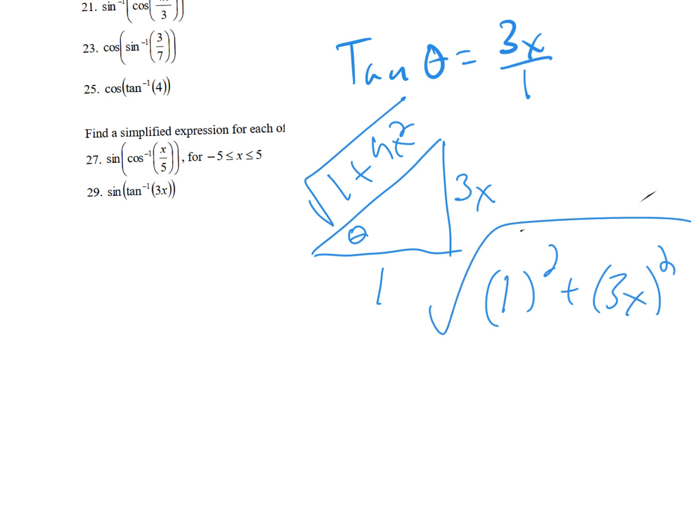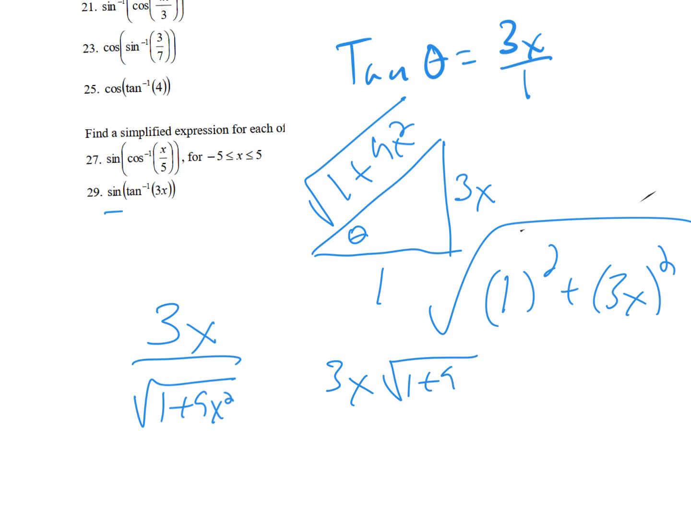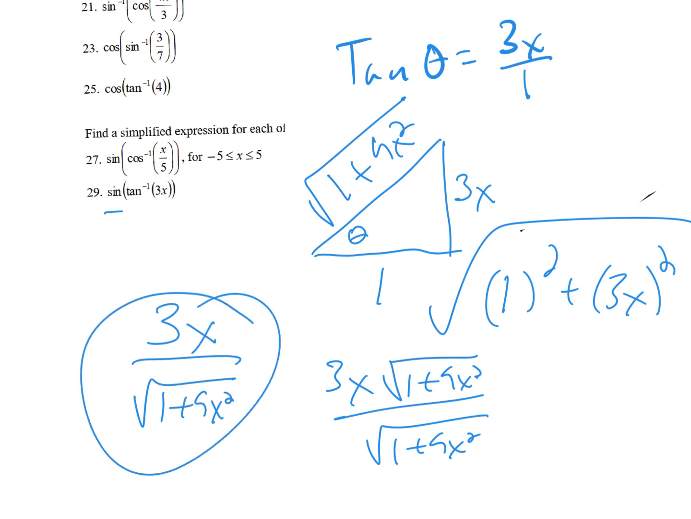Now they're asking me to find the sine of this angle. So the opposite side is 3x. The hypotenuse is the square root of 1 plus 9x squared. There's nothing wrong with leaving that in this form. If you want to rationalize it, you certainly can: 3x times the square root of 1 plus 9x squared over 1 plus 9x squared. Okay, good answer, more exact answer, but it looks a lot more confusing to me. Okay, so I hope that helps answer your question about what you put in.